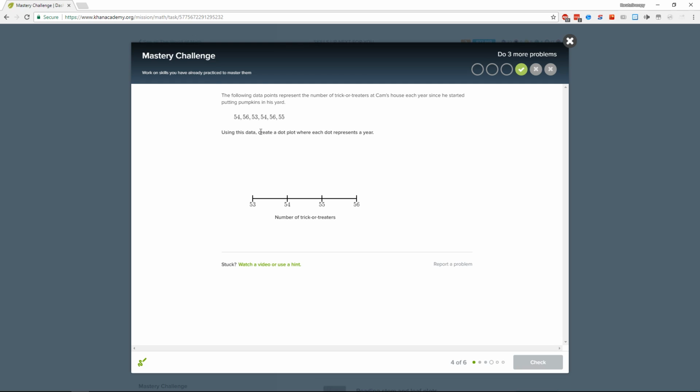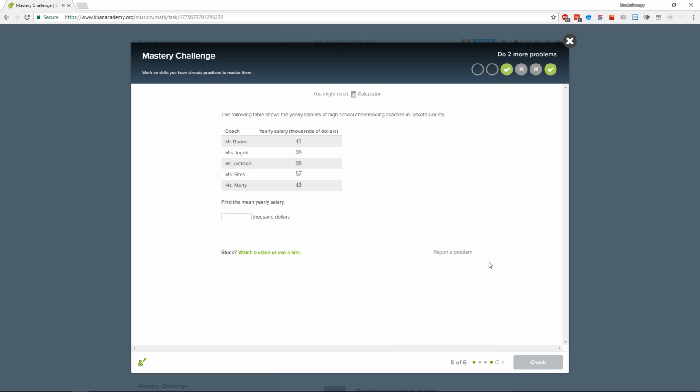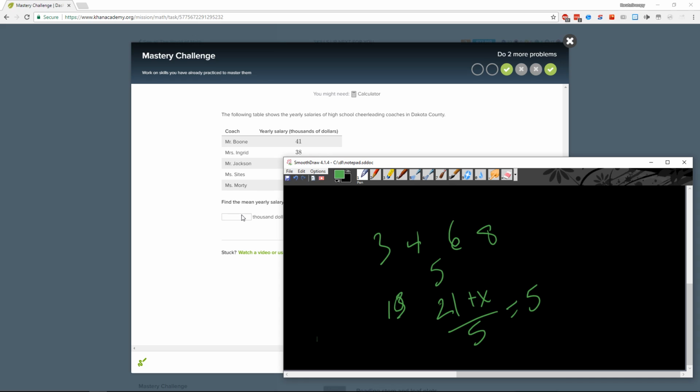Using this data, create a plot where each dot represents a year. So 54, it's 2 dots on 54, 2 dots on 56, 55 is 1 dot on 53. Find the mean, which is adding them up and dividing, yeah.